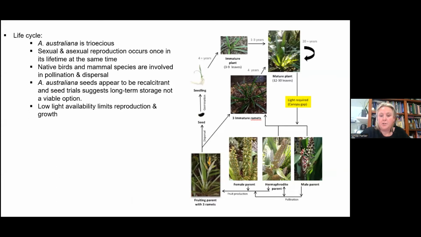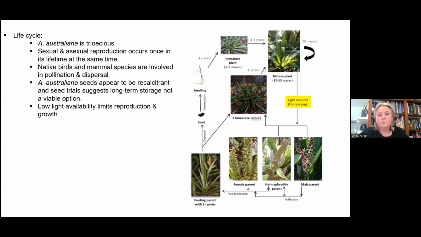When it reproduces, it forms 3 clones. So that's vegetative reproduction, and at the same time it will produce a flower stem out the centre, and that has the inflorescence on it, and then the females and hermaphrodites will produce seed. And you can have a variable range of seeds. We found between 1 and I think we had up to 15 in some fruits.